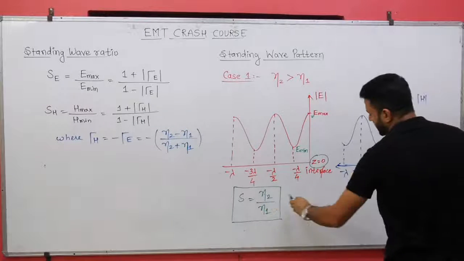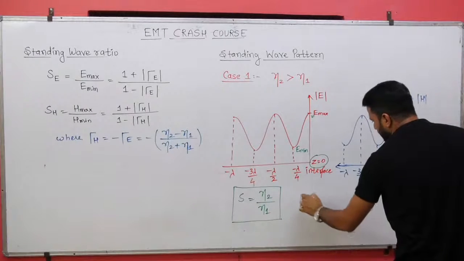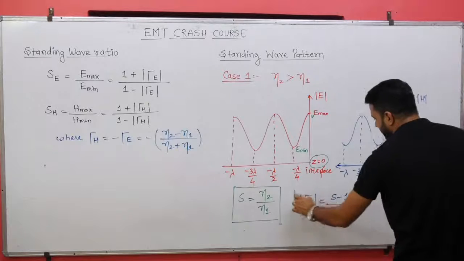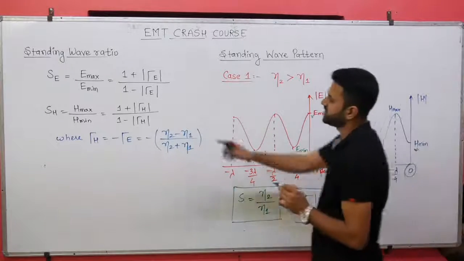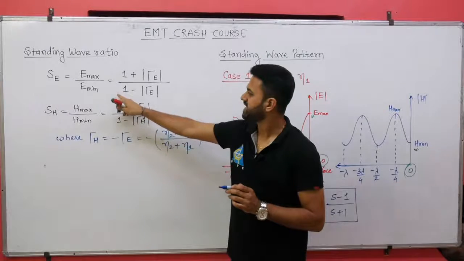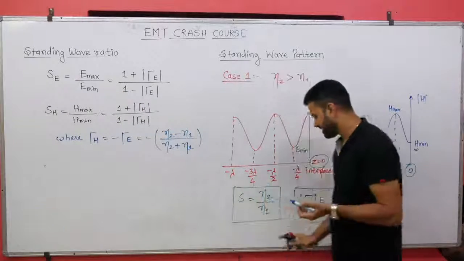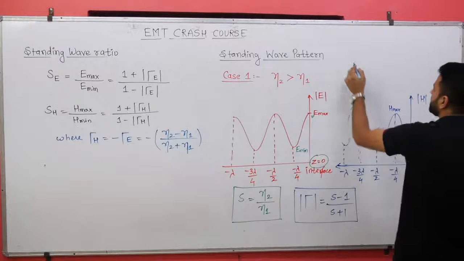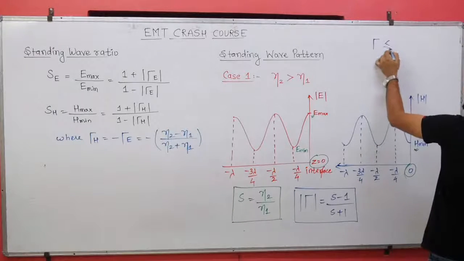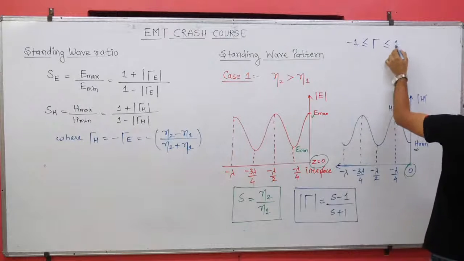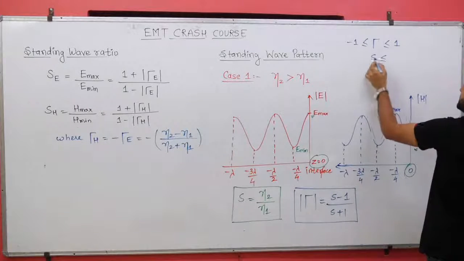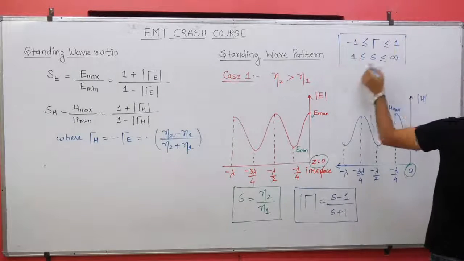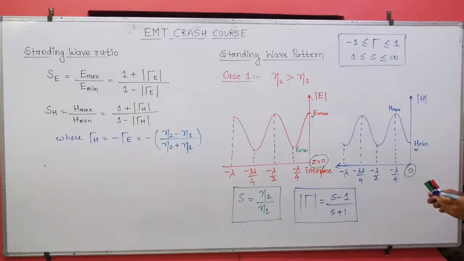And once you calculate the standing wave ratio, you can calculate the magnitude of the reflection coefficient. The magnitude of the reflection coefficient is given by s minus 1 divided by s plus 1. If you apply the componendo dividendo formula in this expression, you will get the magnitude of the reflection coefficient as s minus 1 divided by s plus 1. Remember also that the reflection coefficient has the range between minus 1 and 1, it has been asked in GATE, and the standing wave ratio has the range from 1 to infinity. So this is the range of the reflection coefficient and the standing wave ratio, that is also important.